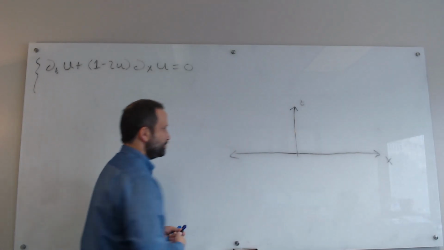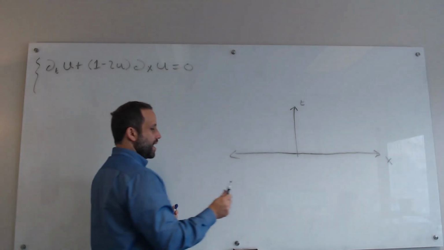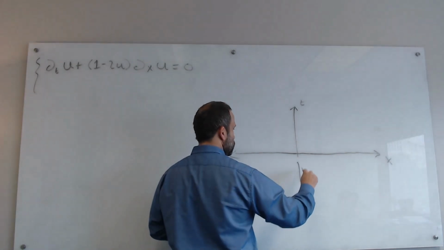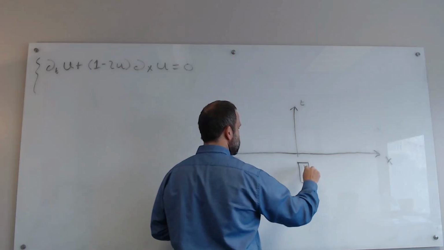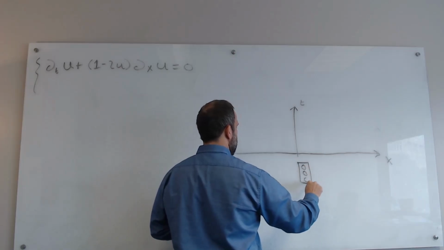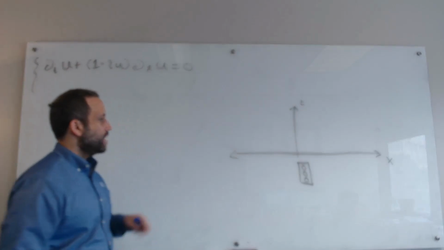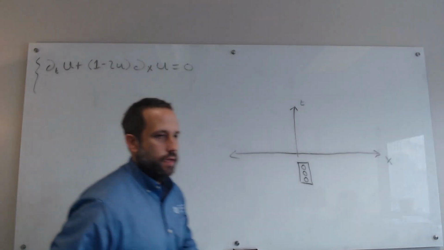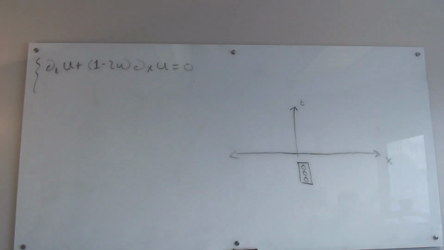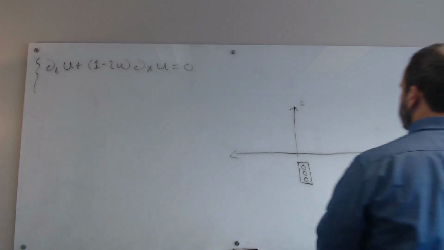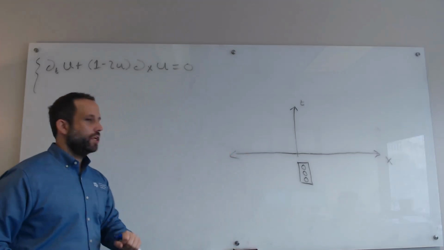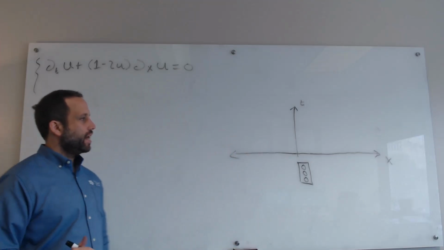Okay. So we imagine that at location x equals 0, we have a traffic light, and it's red. At time t equals 0, it's red. And we want to see what happens after that.